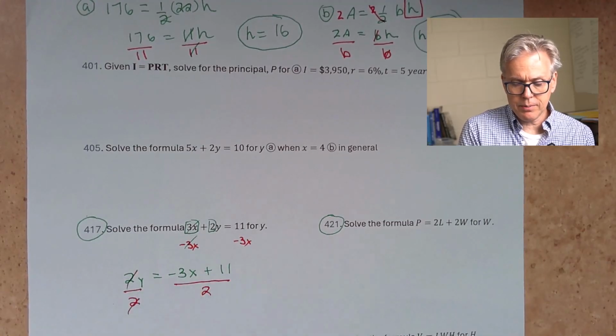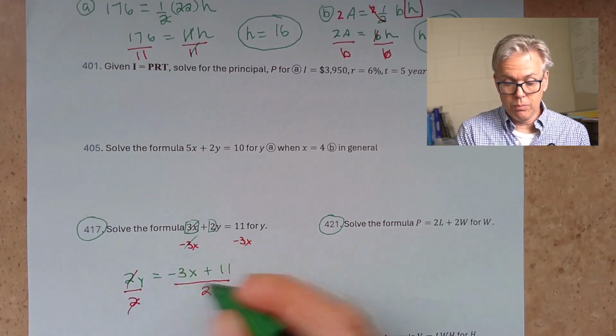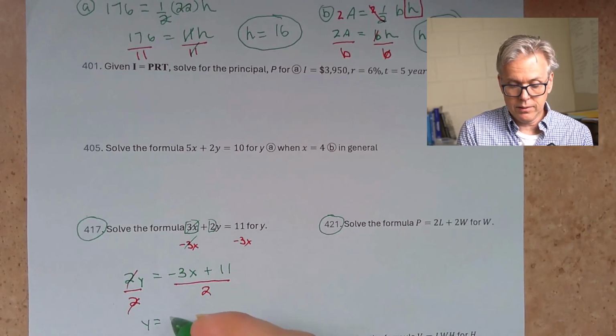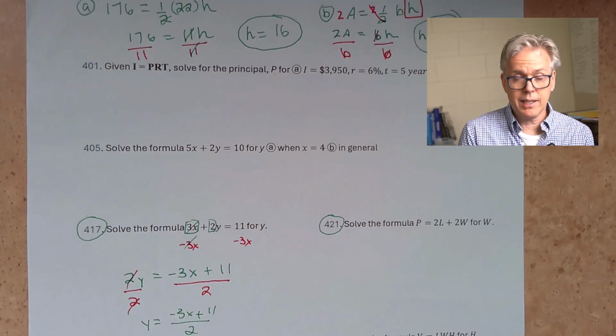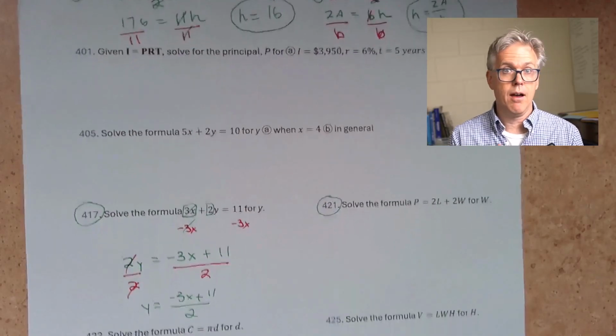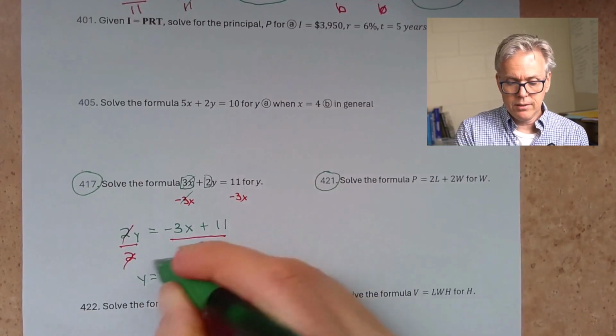Now we actually have a couple options here. I'm definitely good in this section if we can be done right there. We can say y equals negative 3x plus 11 over 2. You could have said 11 minus 3x over 2, and I'm fine. 100 full marks on that one. So this is definitely a good answer.